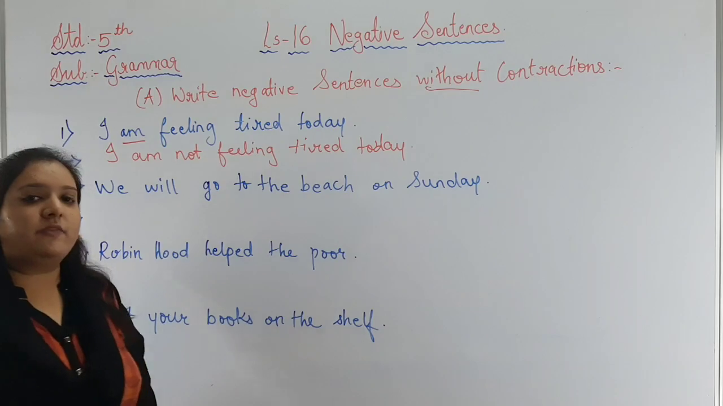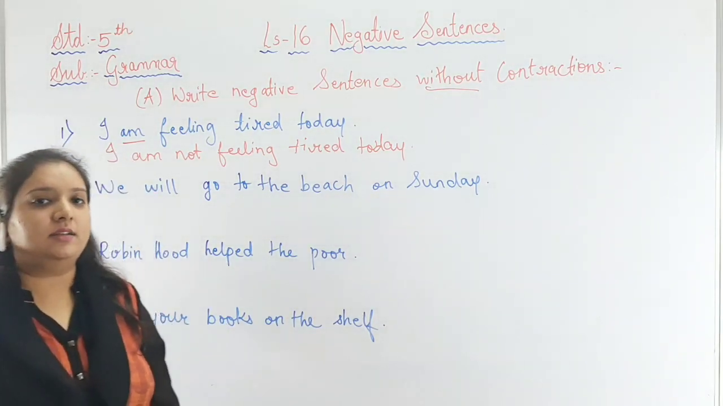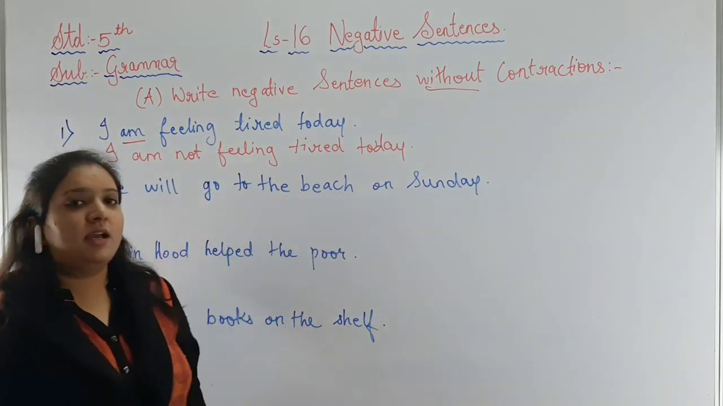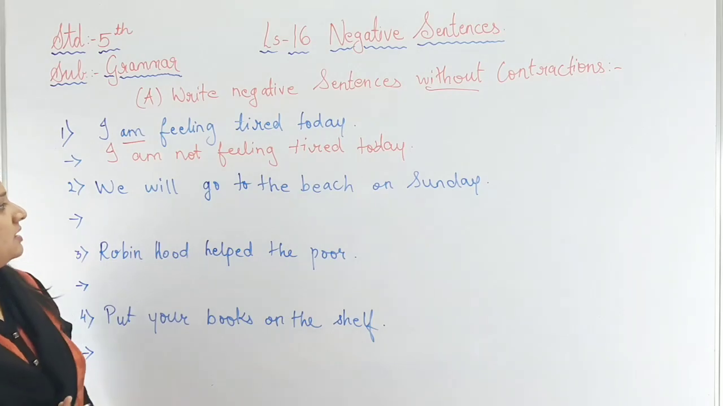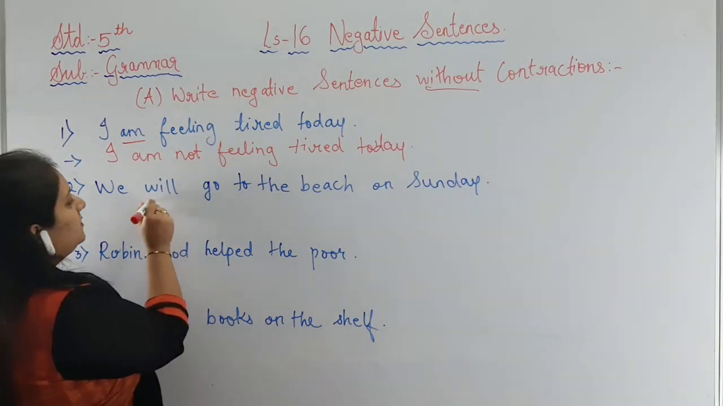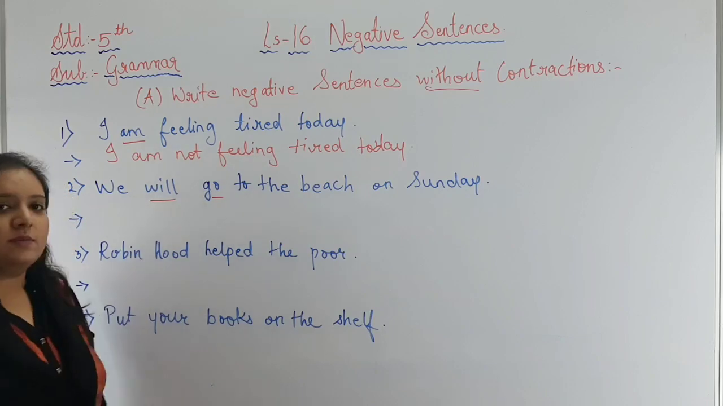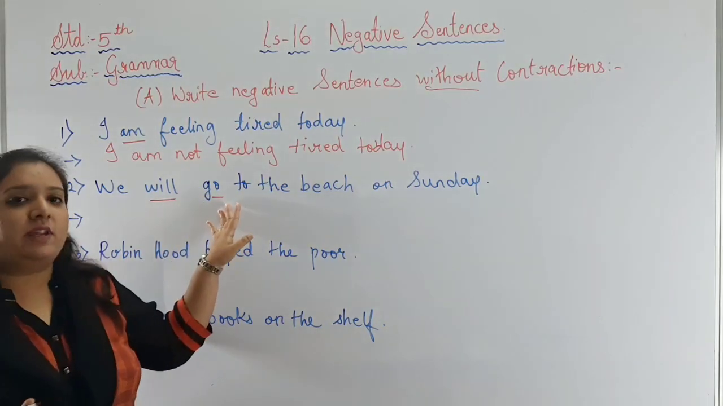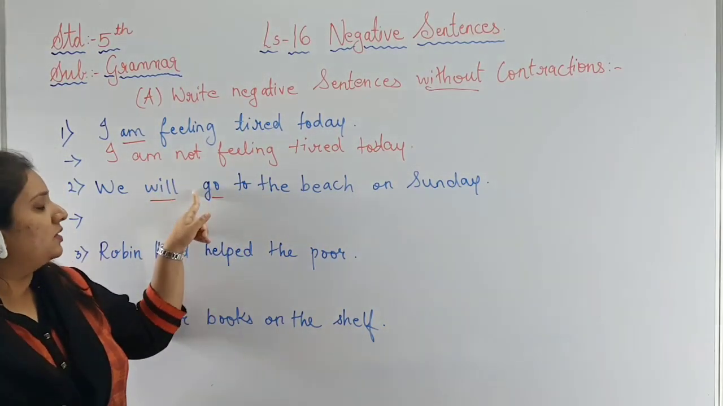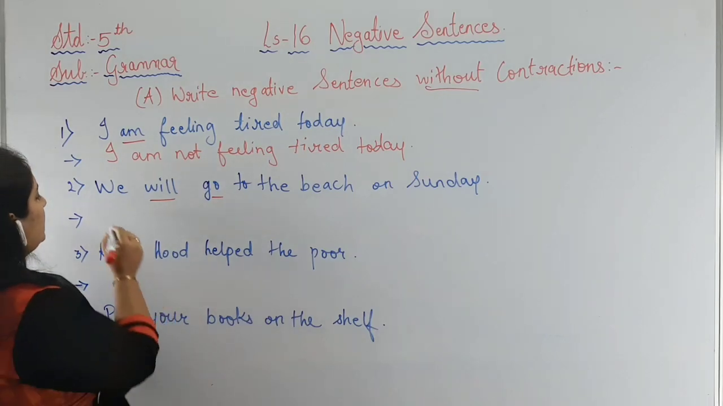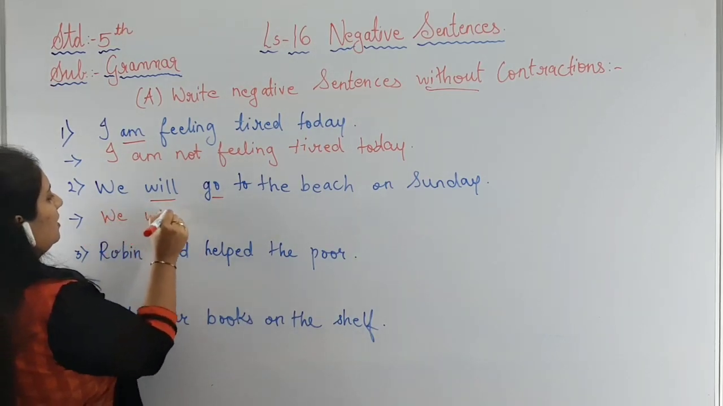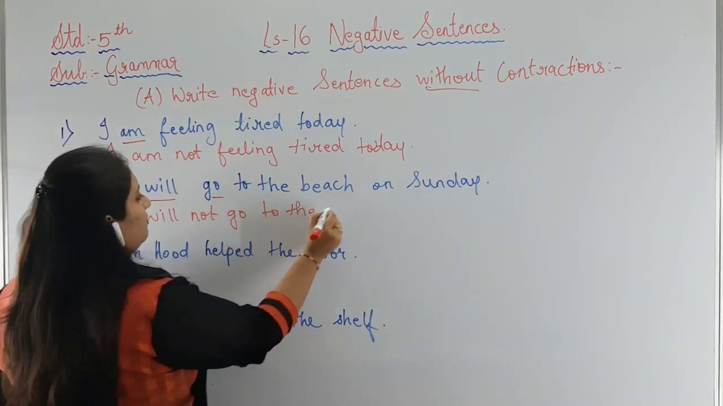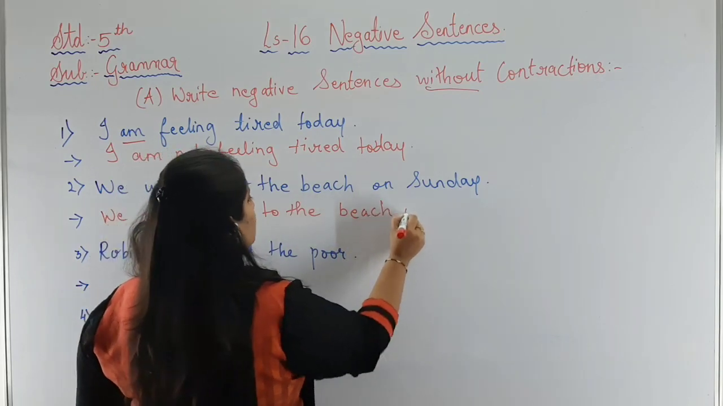Okay, so we have to identify the sentence, and according to the rules we have to add the words. Second sentence, we will go to the beach on Sunday. Students, identify the sentence. Okay, we get two verbs, will and go. Here there are two verbs. So this is rule number 2, that if the statement is carrying two verbs, we will add the word not after the first verb, that is in the middle of both the verbs. We will say, we will not go to the beach on Sunday.